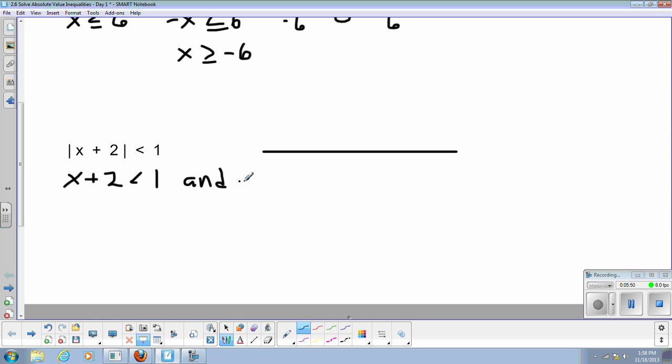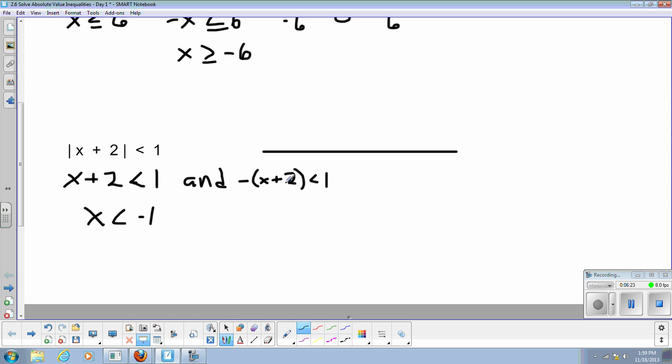And the opposite of x plus 2 has to be less than 1. All right, so I have the same as it is, and I can have the opposite. Solve for the inequalities. Subtract 2 from both sides here. I'm sorry, my apologies, x plus 2 so subtract 2 on both sides. Minus 2, minus 2. So x is less than negative 1.